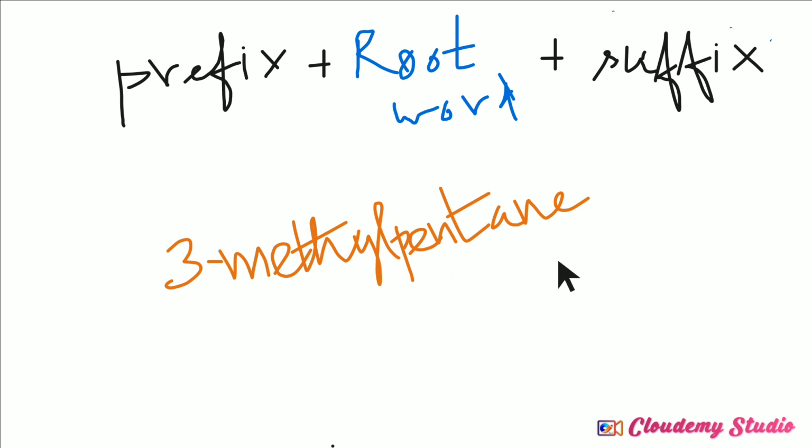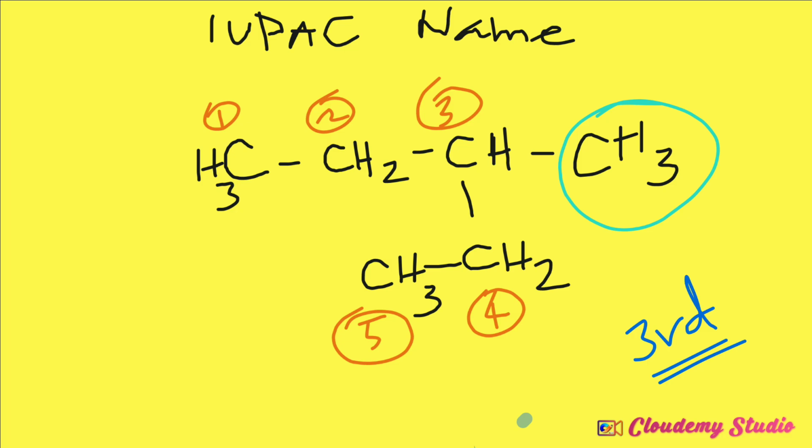That is the IUPAC name for the given substance. 3-methyl pentane. That is the IUPAC name for this compound.